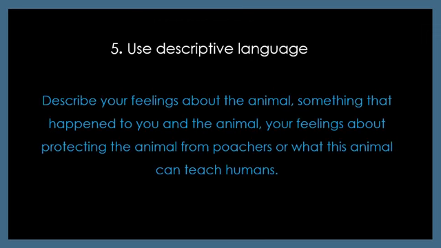5, use descriptive language. Describe your feelings about the animal, something that happened to you and the animal, your feelings about protecting the animal from poachers, or what this animal can teach humans. Okay, so you can write about an animal that you're scared of. You can write about an animal that you love. Then you need to write your feelings about them. And then you can add on different themes.